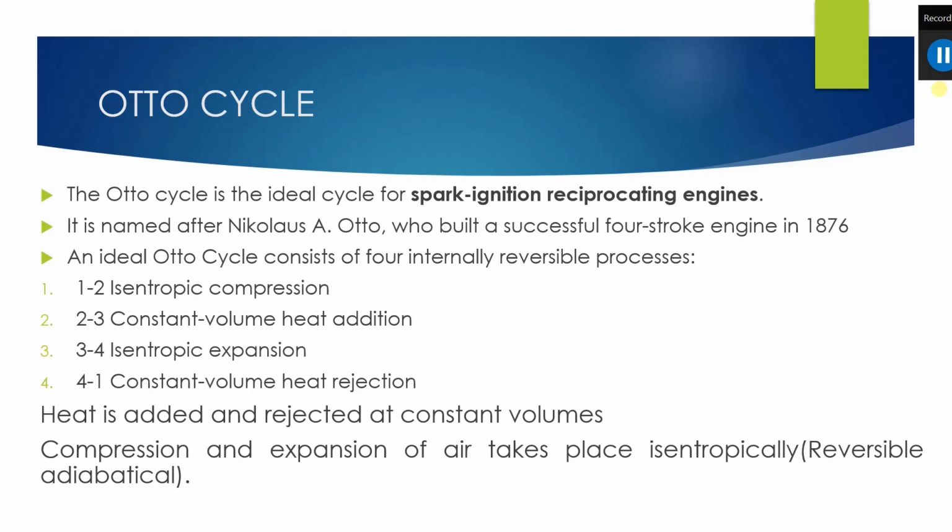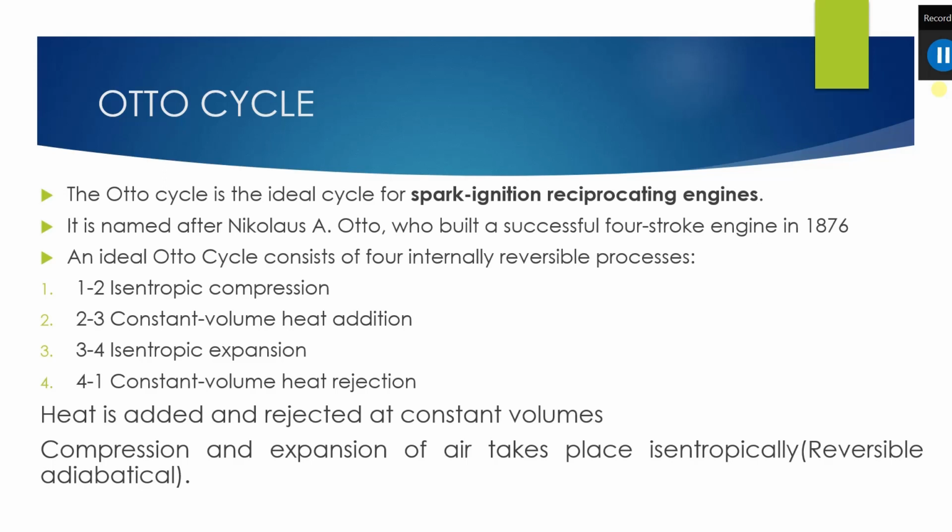The cycle was proposed by Nicholas A. Otto, who built the first successful four stroke engine in 1876. And this cycle consists of four reversible processes, like the previous Carnot cycle.